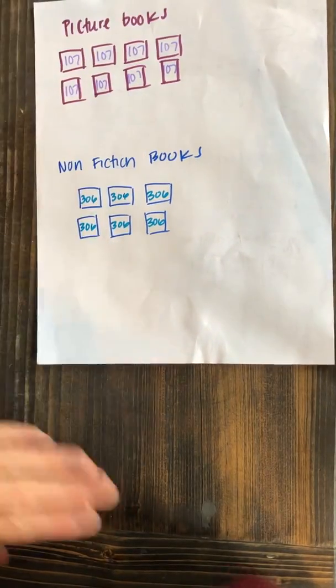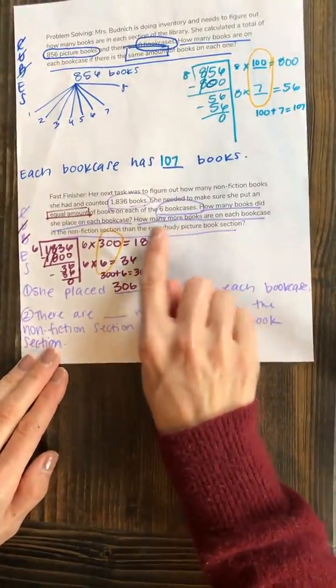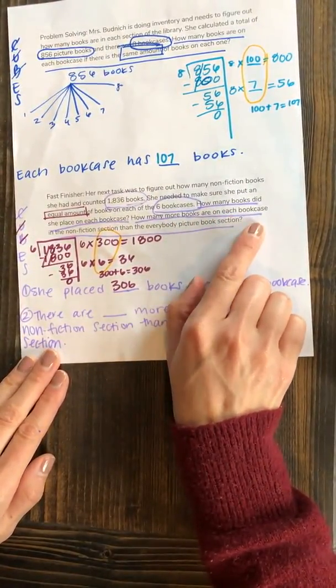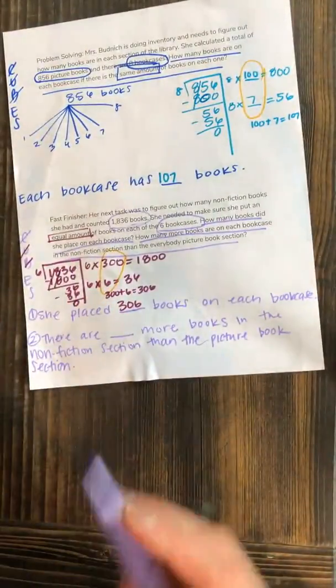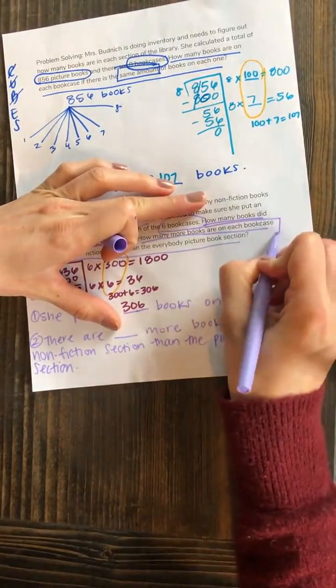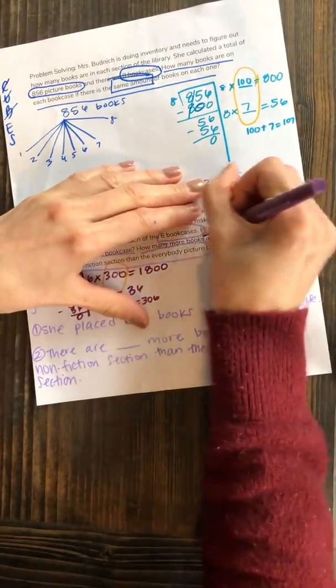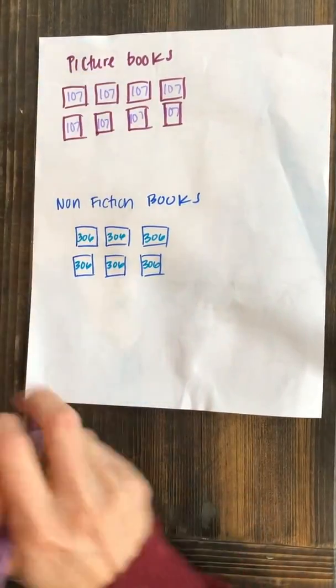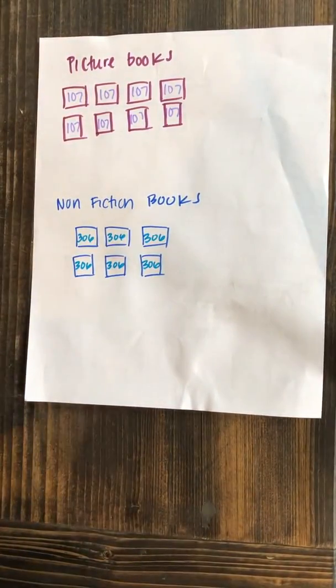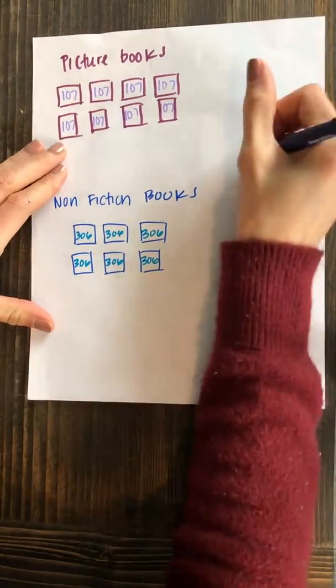Okay? So what you're gonna do for that, it says how many more are on each bookcase? How many more are on each? So they're not asking how many total more do we have here than how many total more we have here. This would actually be another good keyword. How many more are on each bookcase? Each specific bookcase, okay? So what they're saying is, how many more do we have on this one than do we have on this one, okay? So I'm gonna take 306 and I'm gonna subtract 107 from it.